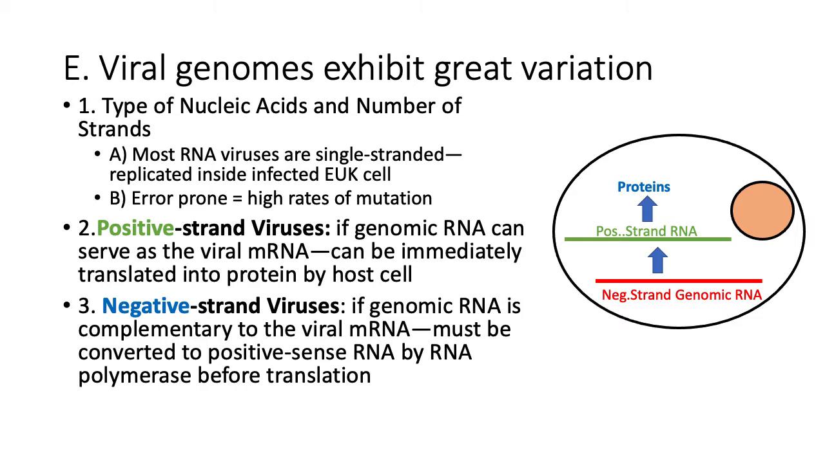Okay, so we know that their genomes can exhibit great variation. I just told you they can be DNA or RNA, double-stranded, single-stranded. But it's a little bit more complicated than that. Most RNA viruses are single-stranded, and that makes sense because RNA is single-stranded. But RNA viruses tend to mutate faster because they're error-prone when they are replicating themselves and when they want to go back to DNA and then go to RNA to make proteins. So there are two types of viruses, if you will, positive and negative strand.